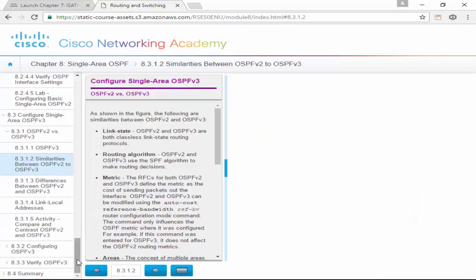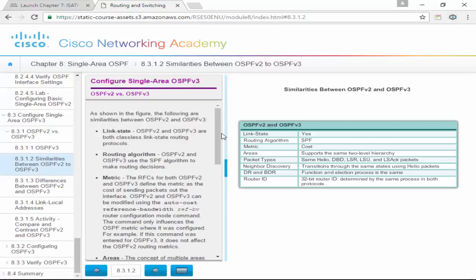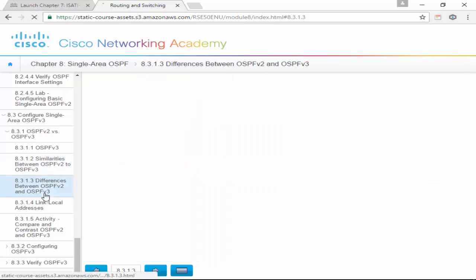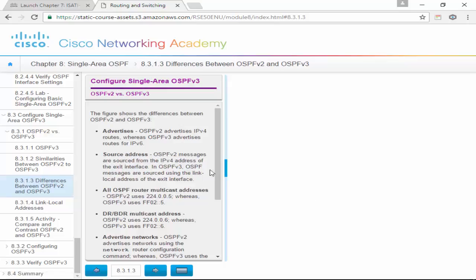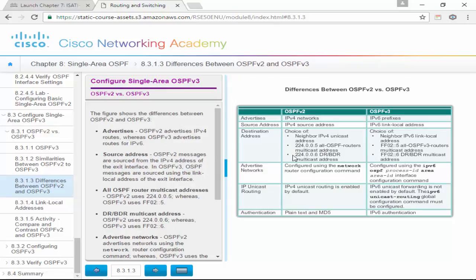Alright, so OSPF, the similarities, they're basically the same. They are almost identical. Where their differences are is on the advertisements, right? We're going to send to what we've already talked about, FF02::5. That's to all routers, right? And then FF02::6 is to the DR and BDR multicast, right? And where we had 224.0.0.6 was the DR and BDR, and 5 was just the routers.